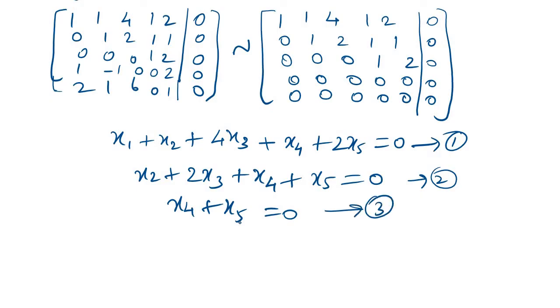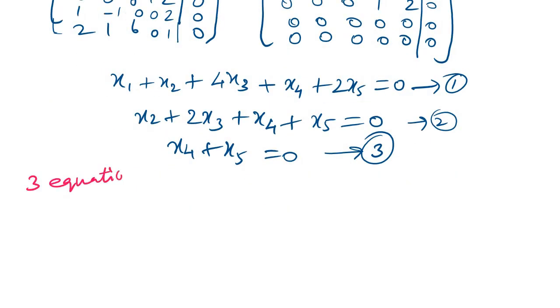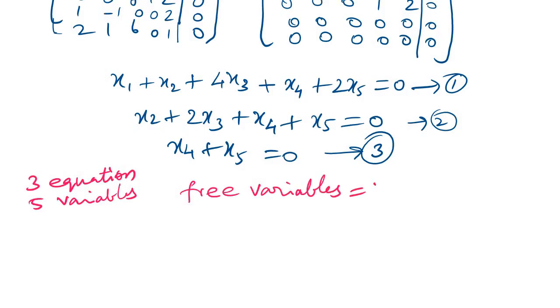We have three equations with five variables. Three equations with five variables. We know to find the five variables, we need at least five equations. Since we have three equations, we take two variables as free variables. So number of free variables is 2.